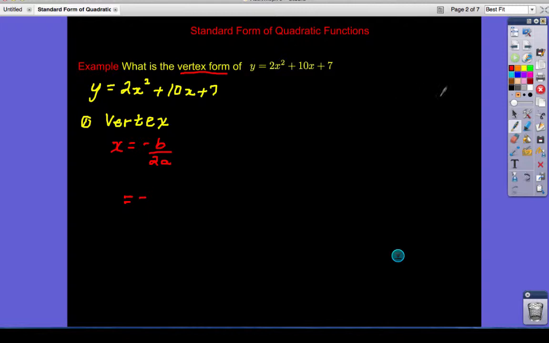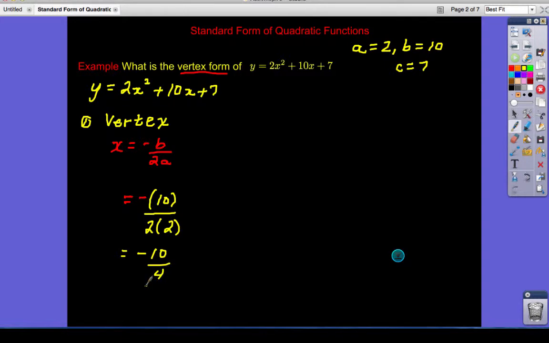We have negative b, where b is 10, divided by 2 times a, where a is 2. If you want to quickly identify your values, a is 2, b is 10, and c is 7. Now I have all my values right there. I simplify this and get negative 10 over 4, which is negative 2.5. I'm going to put that in decimal form because I have to find the y-coordinate.